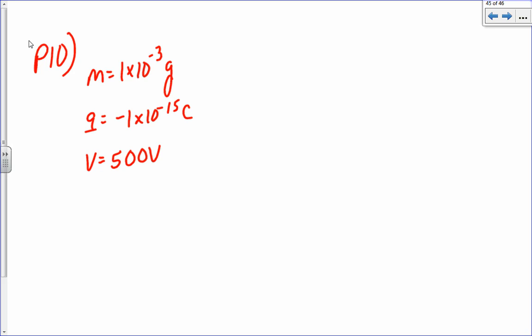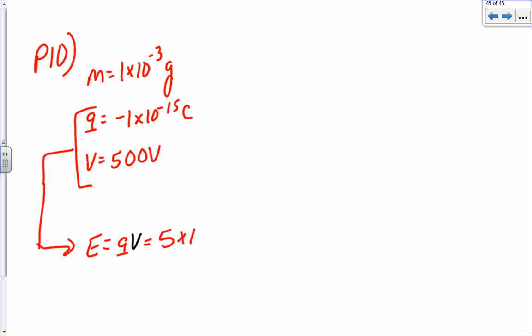This is very similar to the previous problem. It's basically the same. I first find the energy from these two values. That's the energy that the paint droplet gains. The energy is equal to Q times V. And that's going to be 500 times 1 times 10 to the minus 15. It's 5 times 10 to the minus 13. So that's the energy that the paint droplet gains, that number of joules. And then that's also going to be equal to its kinetic energy.